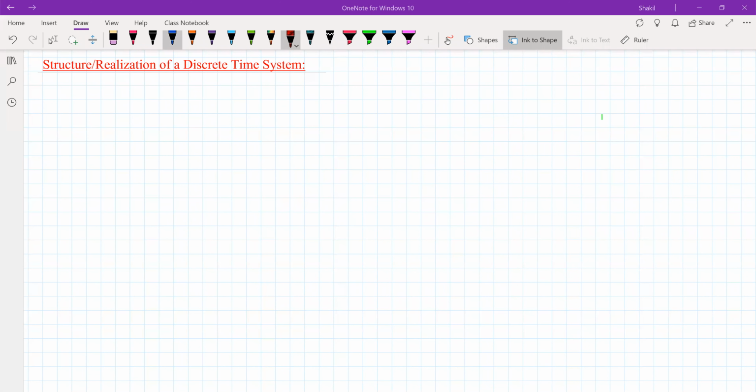Welcome back. In this session, we will learn how to realize a discrete time system. Let's start. In the previous session, we learned the general nth order difference equation that describes a system. We saw this in the previous session.